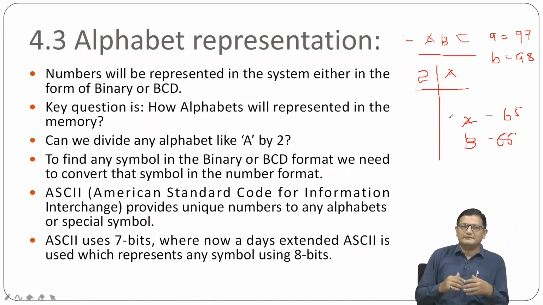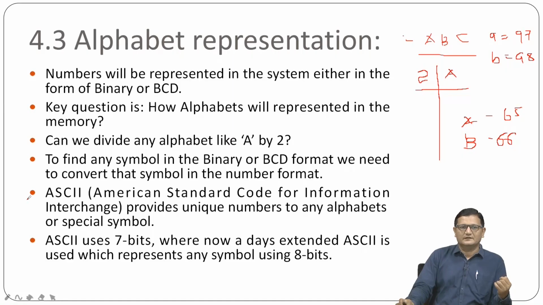Now why do we need that number? Because the machine can understand only numbers, only binaries, right? And we can compute the binary only of numbers, right? So each symbol has its own unique number, and that number is called ASCII, right?